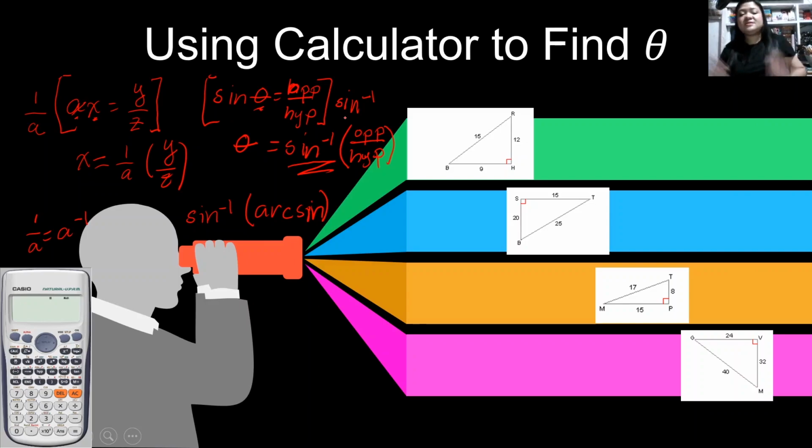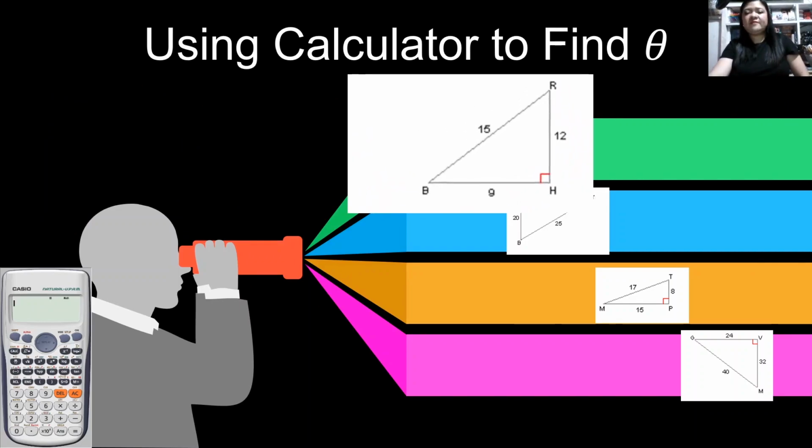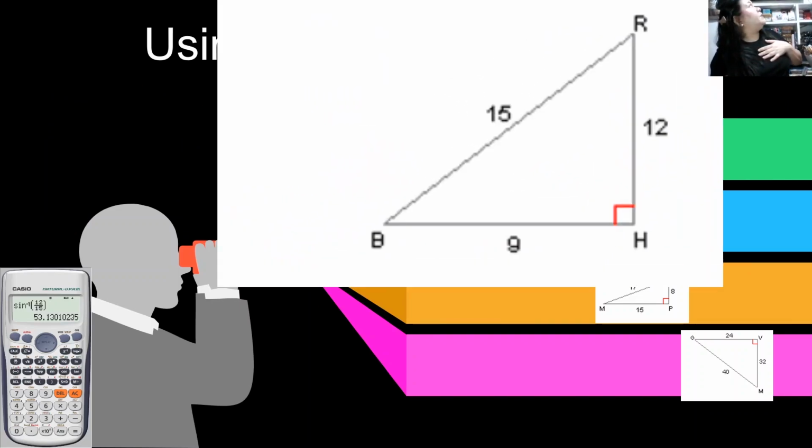Let us use this inverse trigonometric function in finding the measure of our angles. Let us have our first example. Okay, so we have here triangle BHR. How are we going to find the measure of angle B and angle R if all of the sides are given? So we will be looking for angle B first. So that will be our theta. And what will be the measure of angle R? Since the two acute angles of any right triangle are complementary, and complementary means that the sum of the angles is 90, R here will be 90 minus theta.